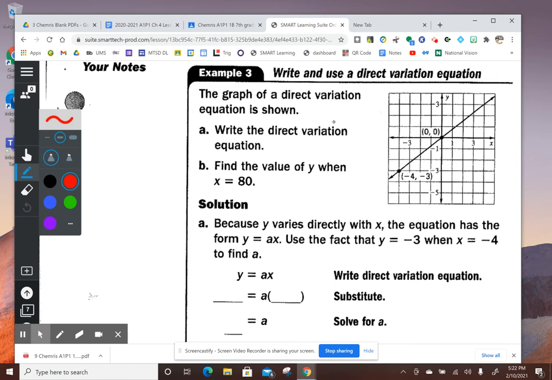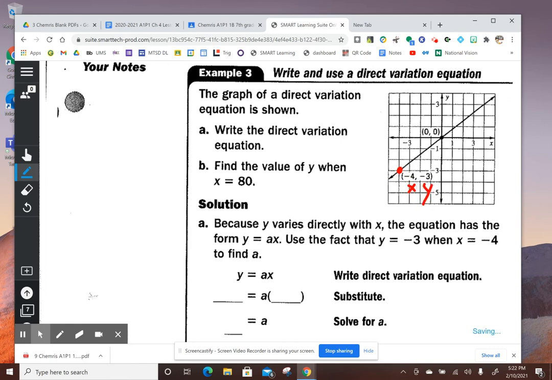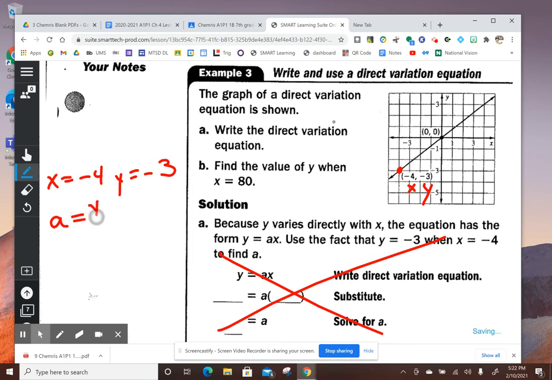So I'm going to pick a point on the line other than 0, 0. This is my x. This is my y. You can cross this out. We won't necessarily do it the way they do it. So we're going to say x equals negative 4 when y equals negative 3. I know that a equals y over x. So in this case, it's negative 3 over negative 4, or 3/4. So my equation is y equals 3/4 x.